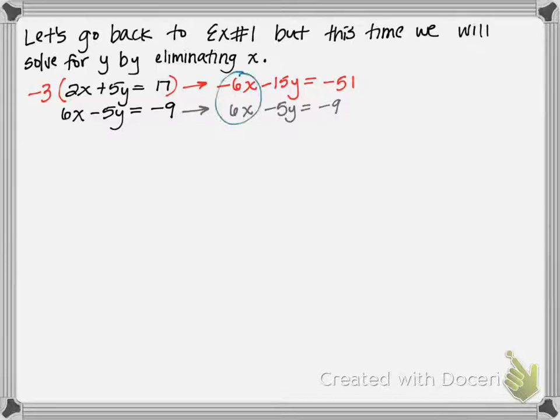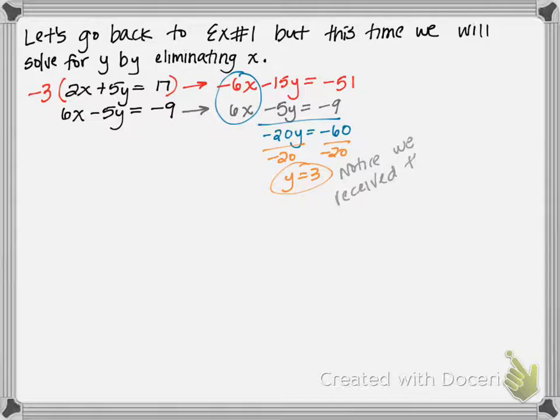Now I can continue with what I did before, eliminating one variable, solving for the rest. I get negative 20y equals negative 60. Divide by negative 20 to get y equals 3. Notice that we received the same answer as when we had done it the first time. I'm not going to go through the process of finding x because we already found that in example number 1. So let's continue.